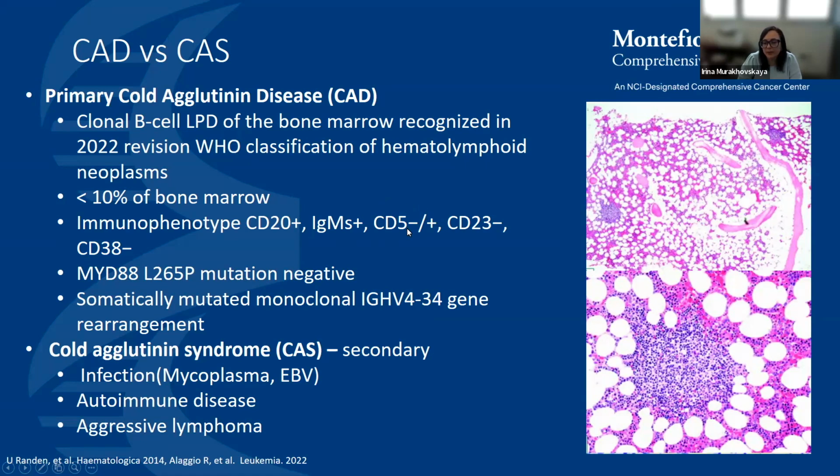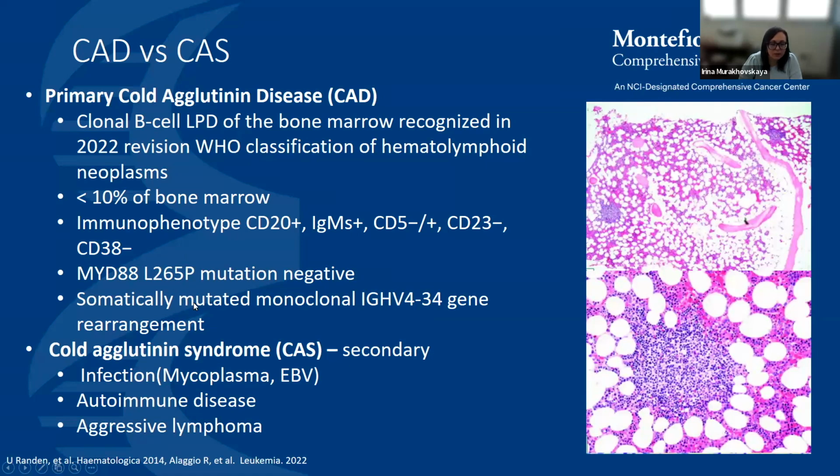This immunophenotype is similar to marginal zone as well as lymphoplasmacytic lymphoma, but in contrast to lymphoplasmacytic lymphoma, MYD88 L265P mutation testing is typically negative. And in contrast to marginal zone lymphoma, there is no overt evidence of lymphoma otherwise. These cells also have a somatically mutated monoclonal IGHV gene rearrangement.